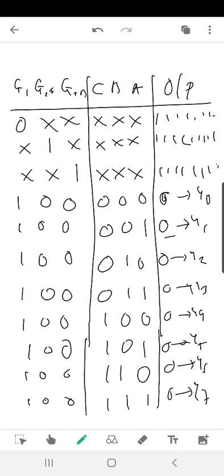So this is our 3:8 decoder IC, the 74LS138. It is an active low decoder and it is a 3:8 decoder.